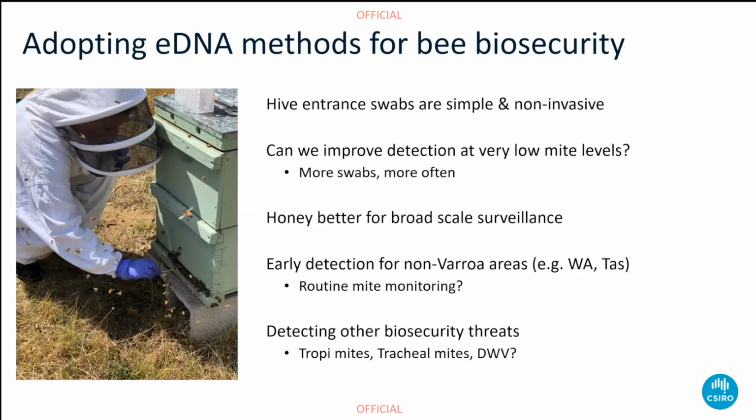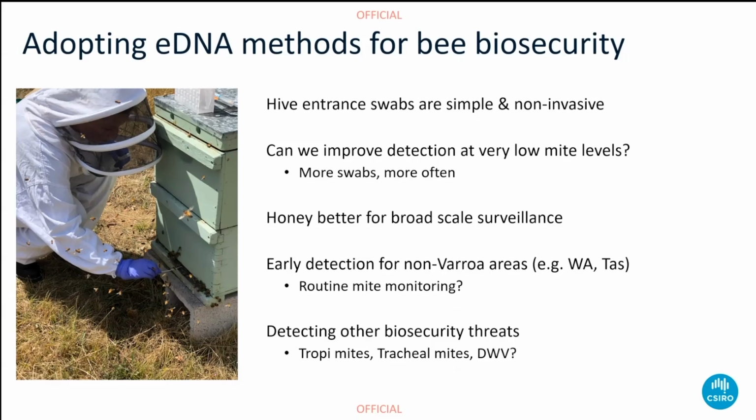We really like the efficiency of the hive entrance swabs. They're really a simple approach and being non-invasive, really a method that we can see as being a scalable approach for surveillance. But we still really want to get a detection at those low mite levels improved. We haven't yet been able to do some more experiments on that, but we think that we probably can address that with some pretty simple increases to sample replication. By collecting more swabs more often, it's going to give us a greater chance of collecting those low concentrations of Varroa eDNA when the mites are at really low levels.